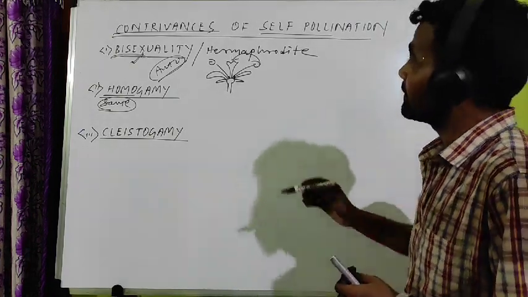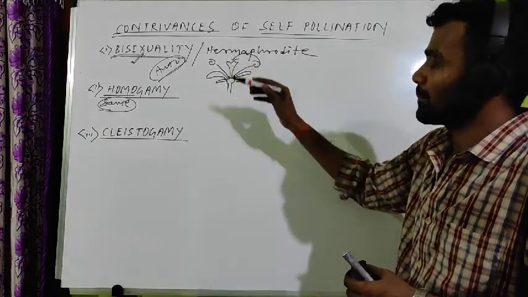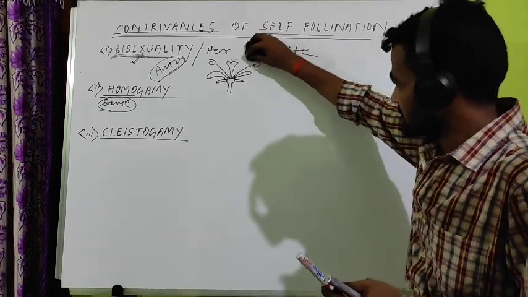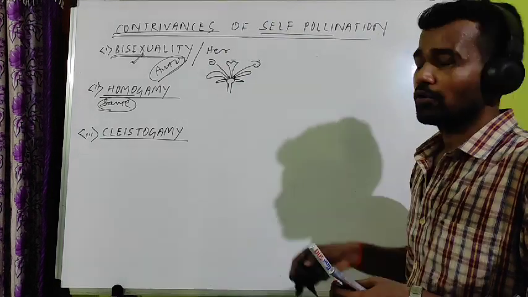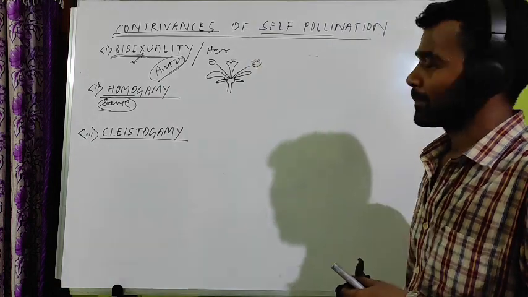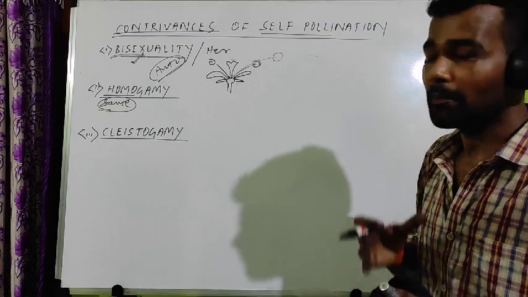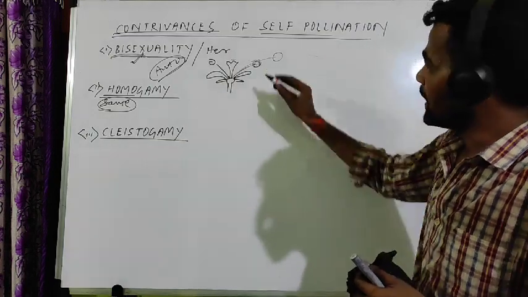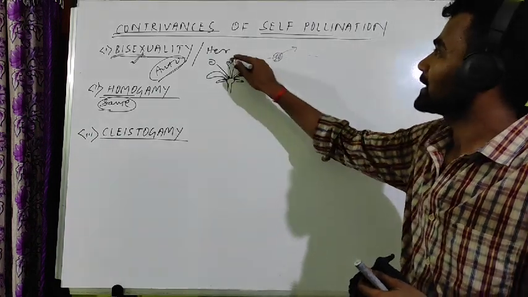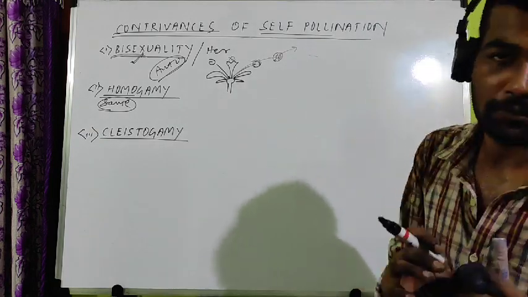What happens? Sometimes in a bisexual flower, stamen and carpel are present. This is the stamen, this is the carpel. Even though both are present, sometimes nature does not allow it. Sometimes the stamen matures earlier than the carpel, so it produces pollen fast and releases it. But at that time, the stigma is not able to receive it because the stigma is very small or immature.